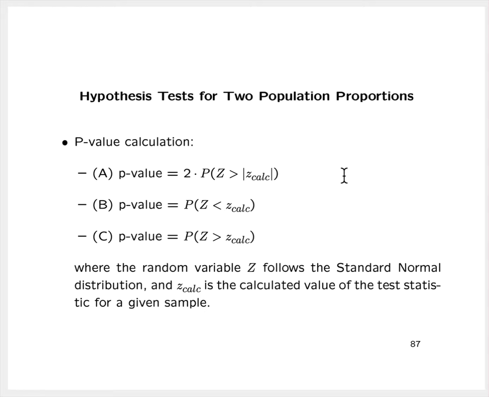The formulas for the p-value should look very familiar. They're the same formulas that we've had for other z-tests, tests where we go to the standard normal table to get the critical points. And so for the two-tailed test, the formula for the p-value is 2 times the probability that a standard normal random variable z is greater than or equal to the absolute value of the test statistic z-calc.